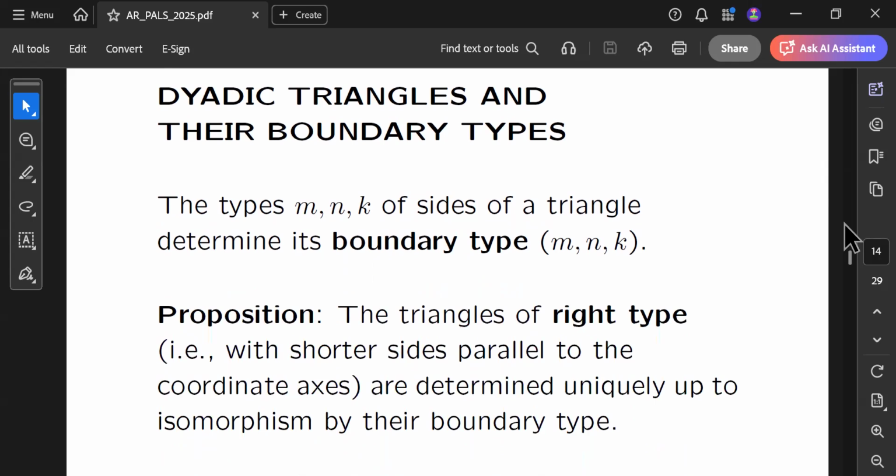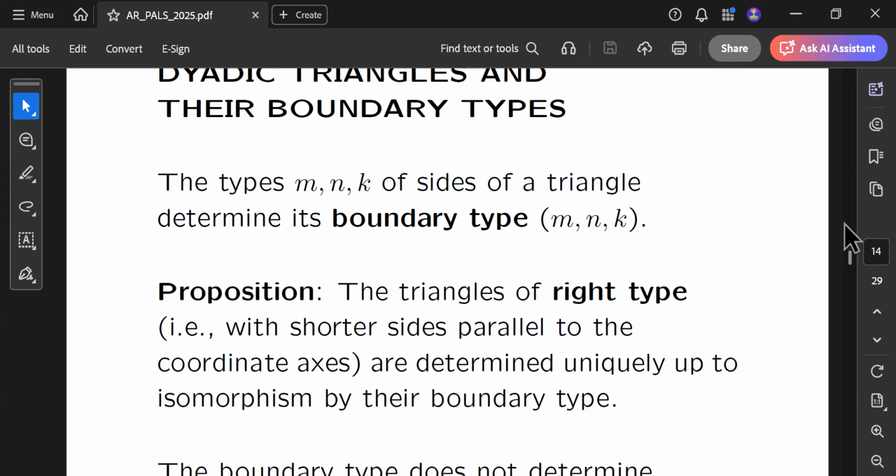Now, a dyadic triangle is of right type if its shorter sides are parallel to the coordinate axes. And each triangle of right type is determined uniquely up to isomorphism by its boundary type. It is quite interesting that if the types of the shorter sides are, say, m and j, then the type of the hypotenuse is just the greatest common divisor of j and m. We called this something like the Pythagoras theorem.